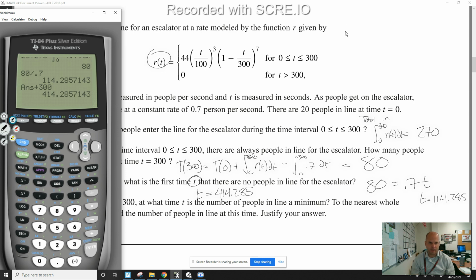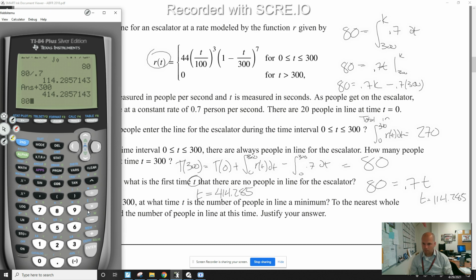Let me show you the other way. From the 300 second mark to some time t, if we're losing at 0.7, how long will it take for us to get rid of 80 people in the line? We would take the antiderivative, plug in 300, plug in k. 80 equals 0.7 k minus 0.7 times 300. And then you do 80 minus 0.7 times 300, divided by 0.7.